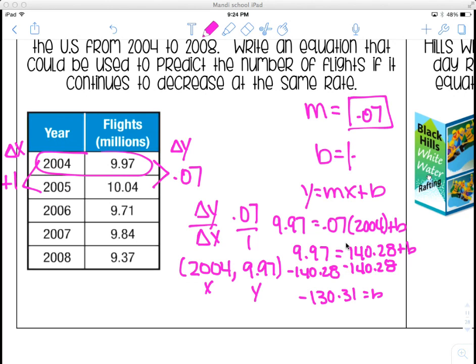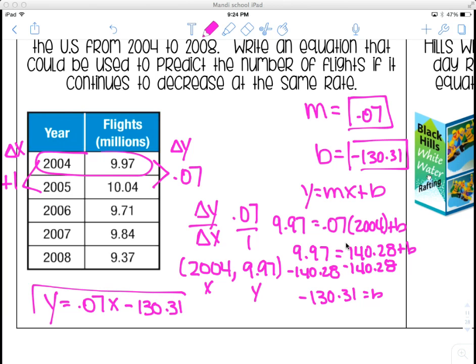So negative 130.31. So to write my equation, y equals m is 0.07x plus a negative, so we'll just write minus 130.31.